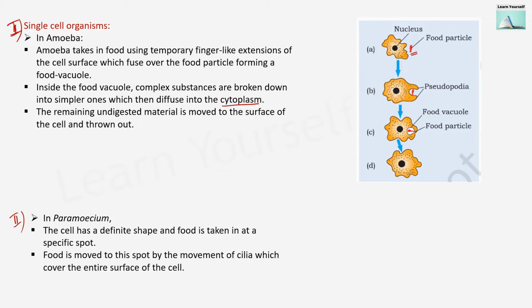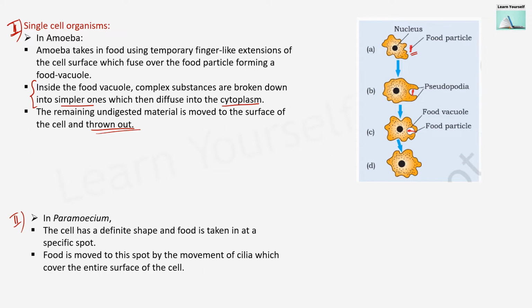So this is the method by which it will absorb the food particle. First it will come into the food vacuole, then complex substance will break down into simpler one, and then it will get absorbed into cytoplasm. The remaining undigested material is moved to the surface of the cell and it will get thrown out of the organism's body. So that is how via pseudopodia the amoeba will absorb and take the nutrition.